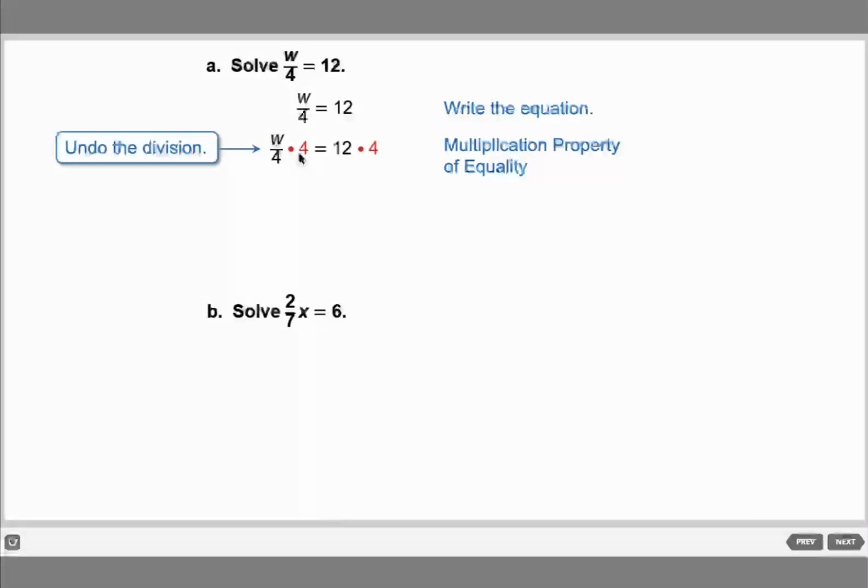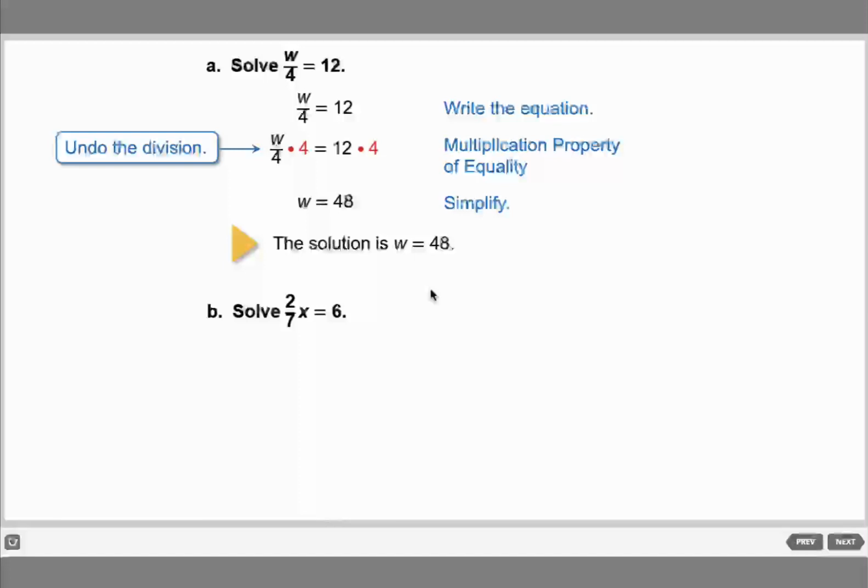Now, this is divided by 4 and multiplied by 4, they undo each other. What do we have left in the left side? Just W. And in the right side, 12 multiplied by 4? 48. So the solution is W equals 48. Any problems? We're doing exactly the same as the previous session.